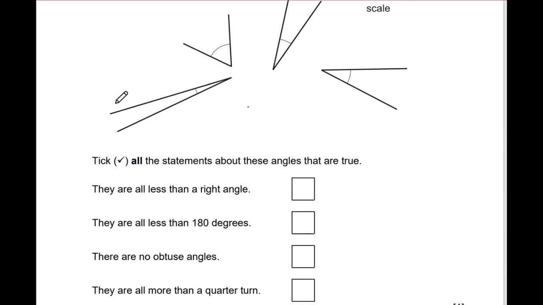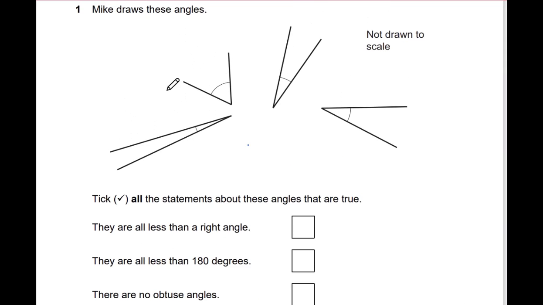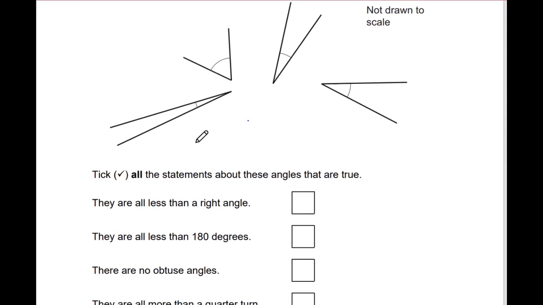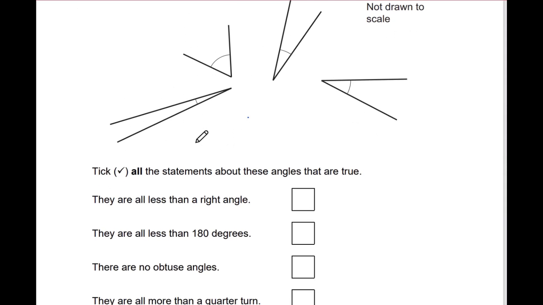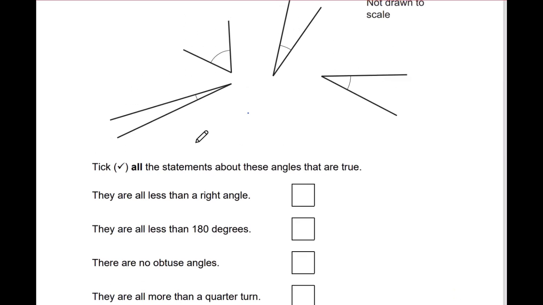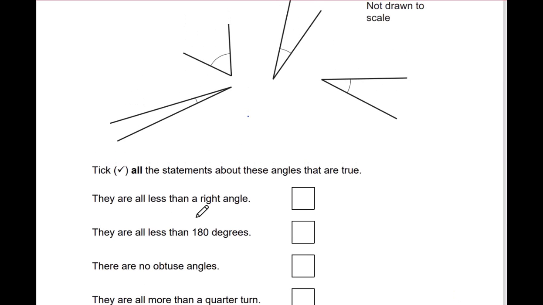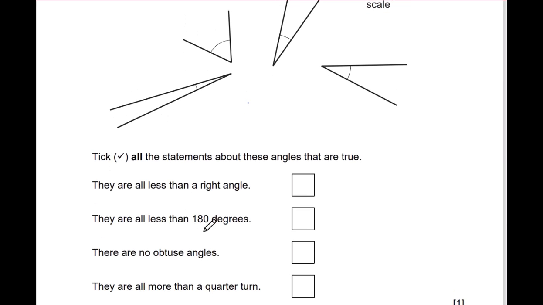Okay, now let's get started. Look at all these angles. Mike drew angles 1, 2, 3, 4. Tick all the statements about these angles that are true. They are all less than a right angle. They are all less than 180 degrees. There are no obtuse angles. They are all more than a quarter turn.